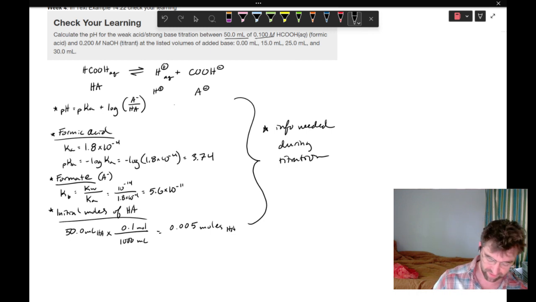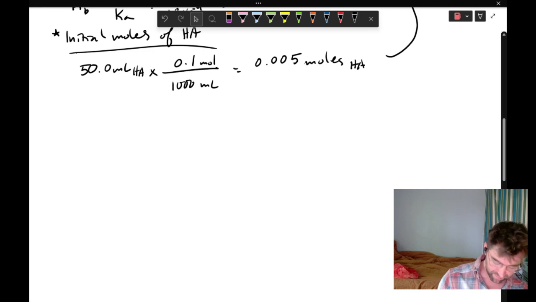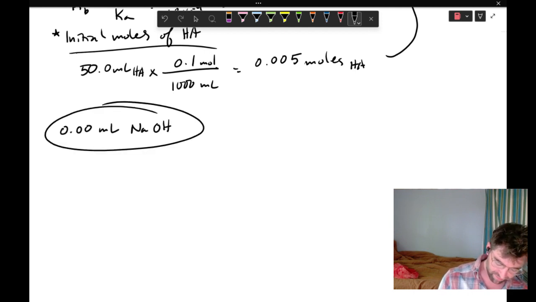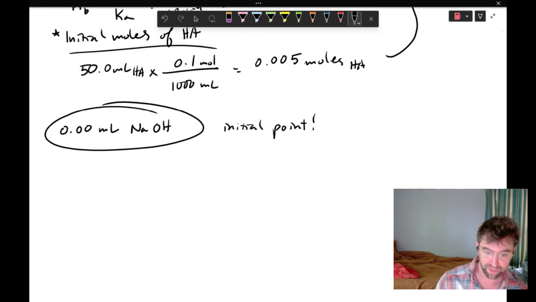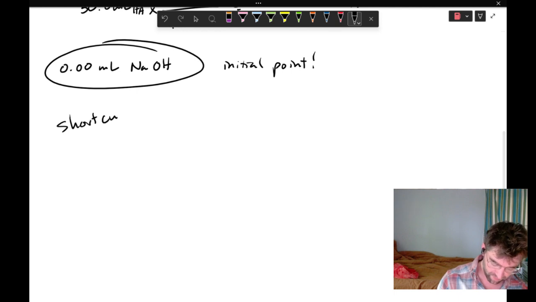Now we can start solving these problems. So I'll be referring back to that a lot. Our first one, we're solving for 0, adding 0 milliliters of sodium hydroxide. In other words, what is our initial point? There's a reasonable shortcut that we can take here. And this is based on the Rice tables that we did previously.